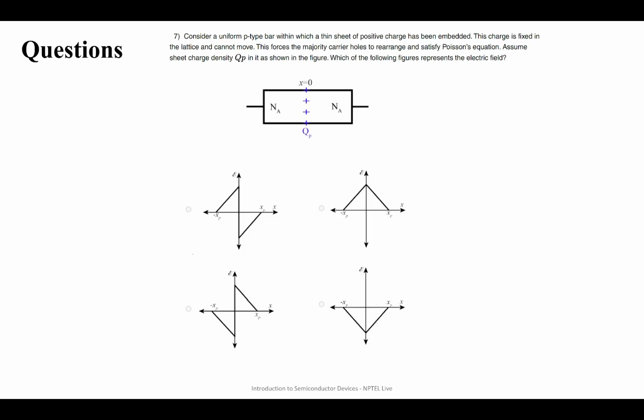Consider a uniform p-type bar within which a thin sheet of positive charge has been embedded. This charge is fixed at the lattice and cannot move. This forces the majority carrier holes to rearrange and satisfy Poisson's equation. Assume sheet charge density Qp in it as shown in the figure. Which of the following figures represents the electric field?